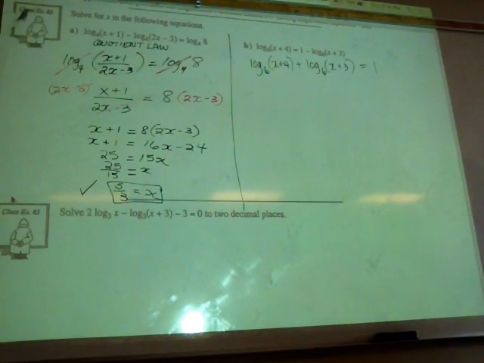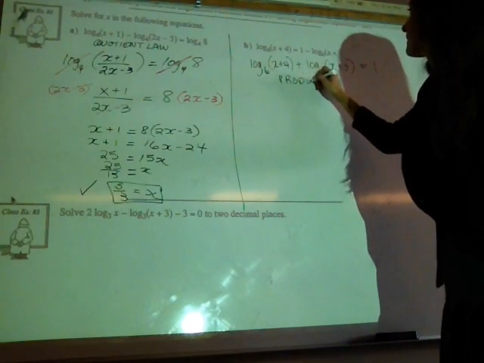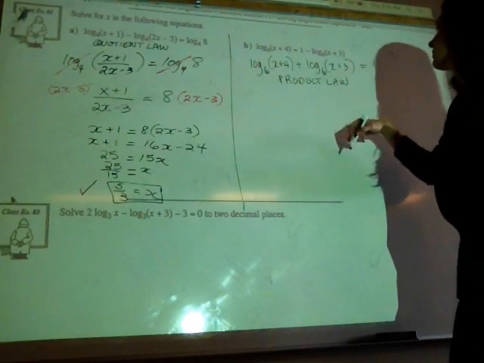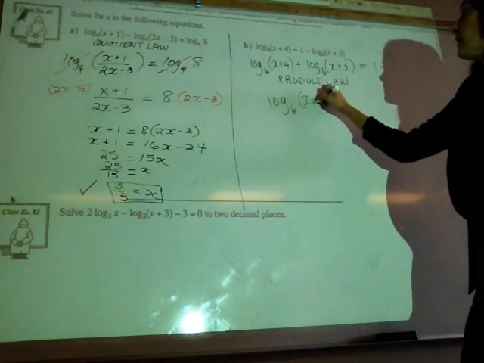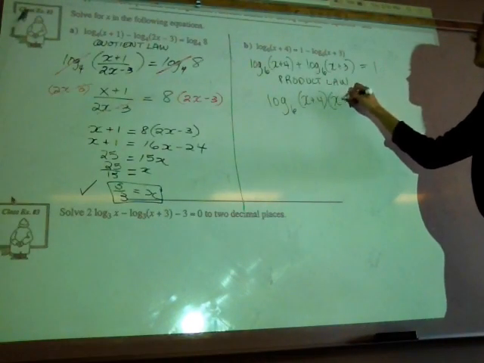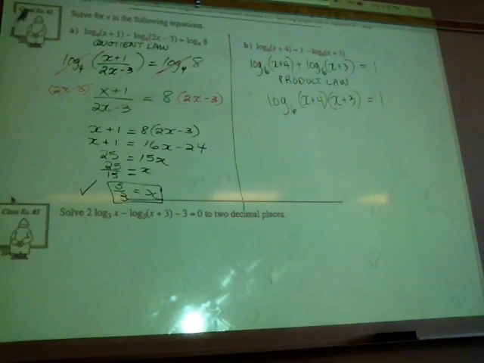Jared, which law do you fancy? Product law. Product law, perfect. So we're going to apply the product law, where we multiply the arguments of each logarithm. And if I don't have a logarithm of the same base equals a logarithm of the same base, I have to use the exponential form. Okay, so we're just going to convert this to exponential form now.